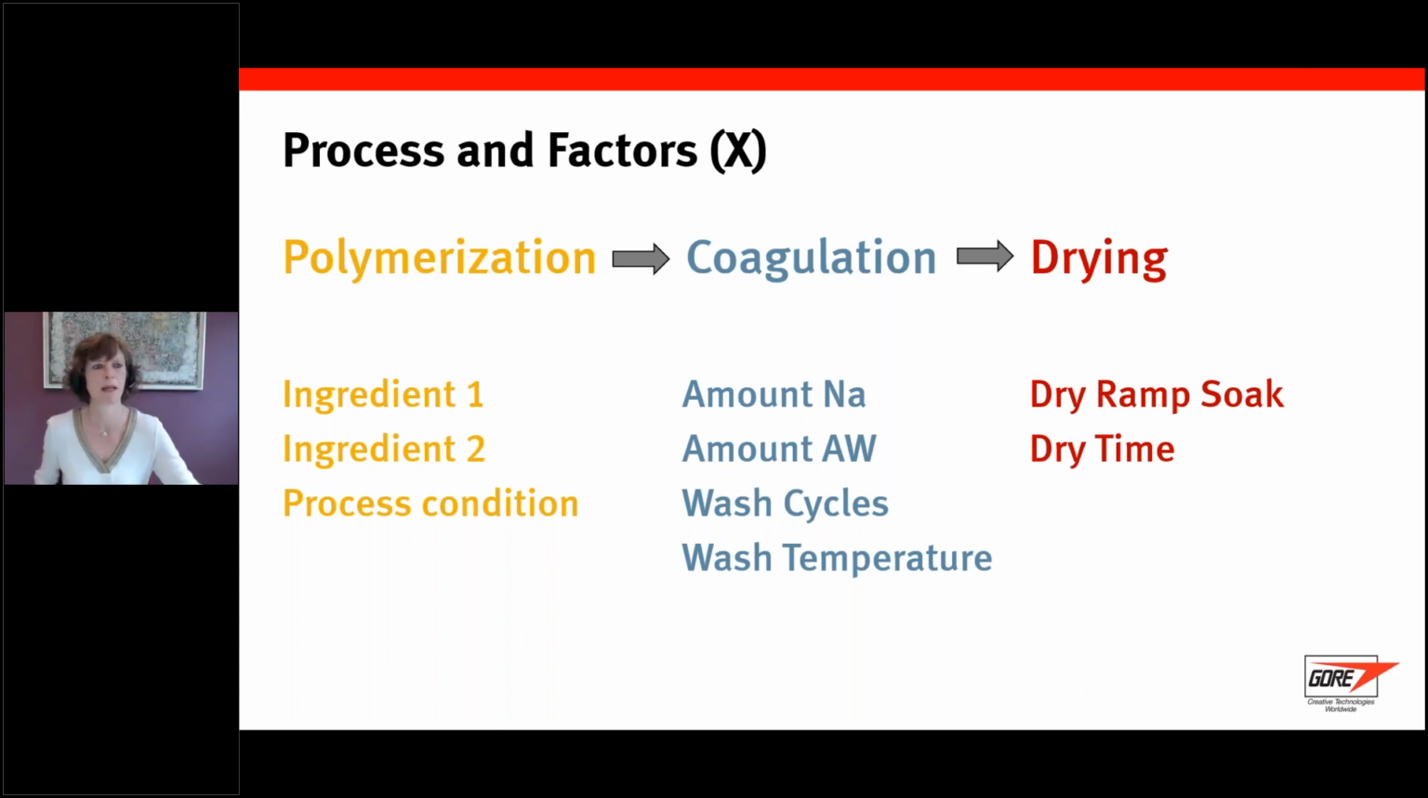Now, the factors: we changed 2 ingredients. Again, IP reasons don't let me share what those were, and 1 process condition in the reactor. The coagulation is well known in literature, so I'm happy to share the factors we played with: the amount of 2 chemicals, wash cycles, and the wash temperature we used. And for the drying, we played with the dry ramp soak and also with the dry time.